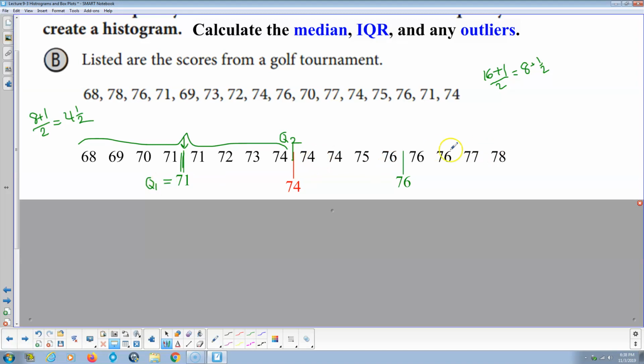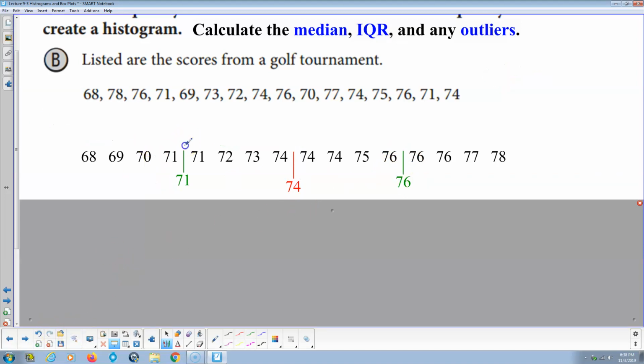And then the same thing over here because this is the middle. So there's the same number of items on this side, which is 8. So in between 4 and 5. 1, 2, 3, 4, 5. So in between is here. In between is here. So that's 76. That works out really nice.